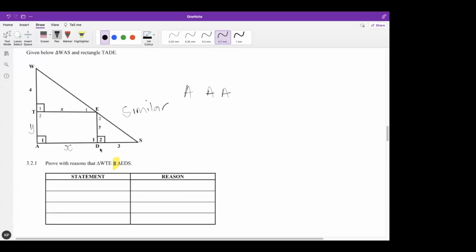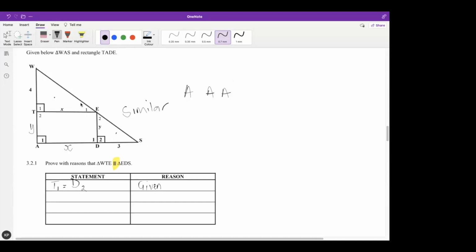So yes, we have this angle that we know is 90. So T1 is equal to 90 degrees. And let me say T1 is equal to D2. What reason would I use for that? Given, ma'am. Given. Okay. Let me check ADS and WTE. So it is these two. It's this one and this one. Okay. What else can we do to prove this?